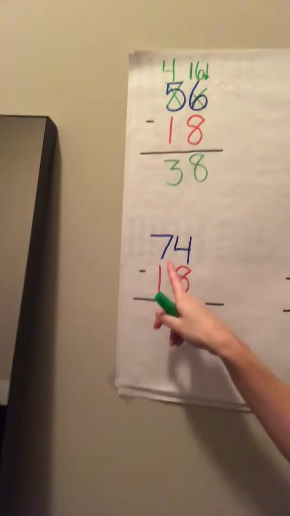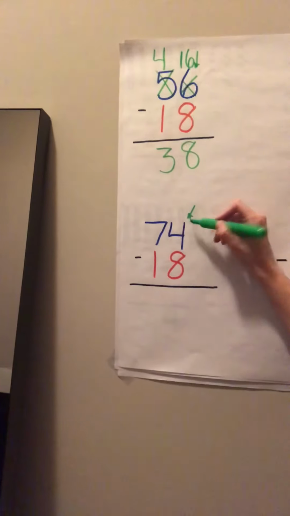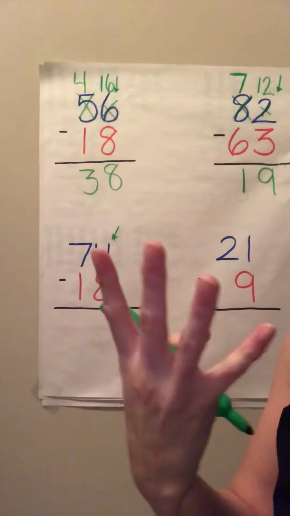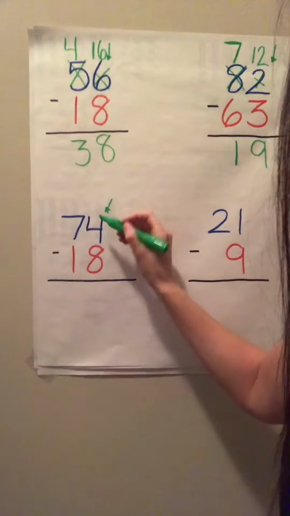All right, here we go. We have 74 minus 18. Again, we always start with our ones side. So we have 4 minus 8. If I have 4, do I have enough to take 8 away? No, so I need to do my borrowing.